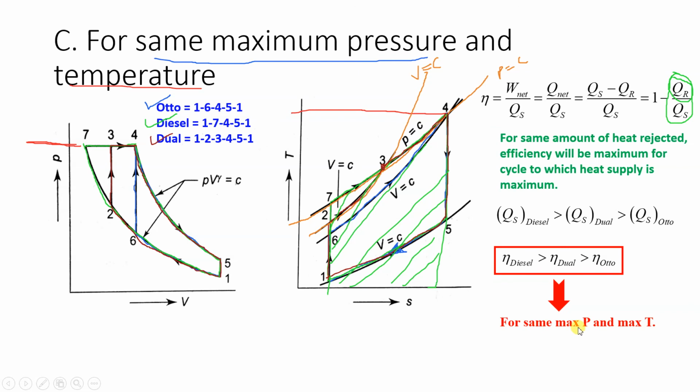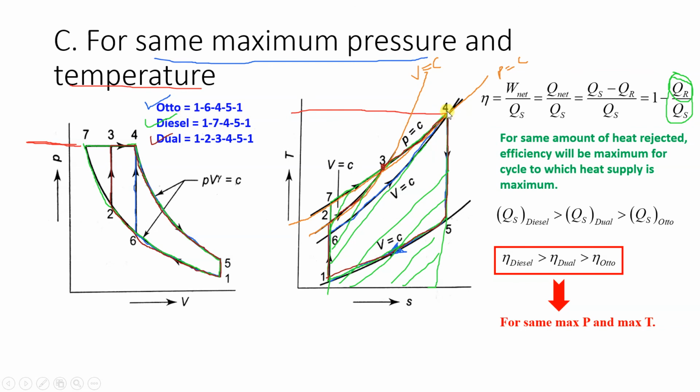For same maximum pressure, meaning here you can see what is the maximum pressure in case of Otto cycle, it is T4. What is the maximum temperature in case of Otto cycle? It is T4. What is the maximum pressure in case of diesel cycle? It is P7 equal to P4. What is the maximum temperature in case of diesel cycle?